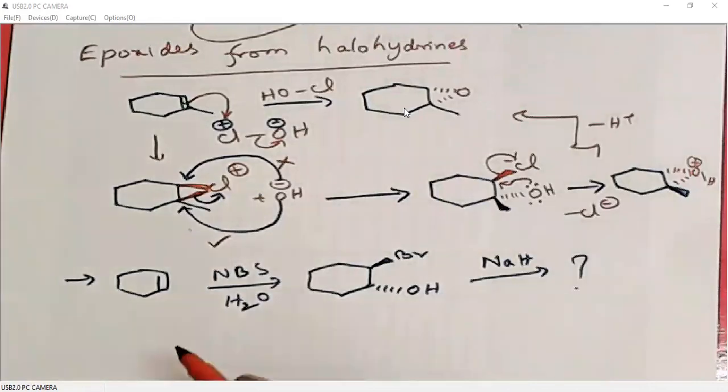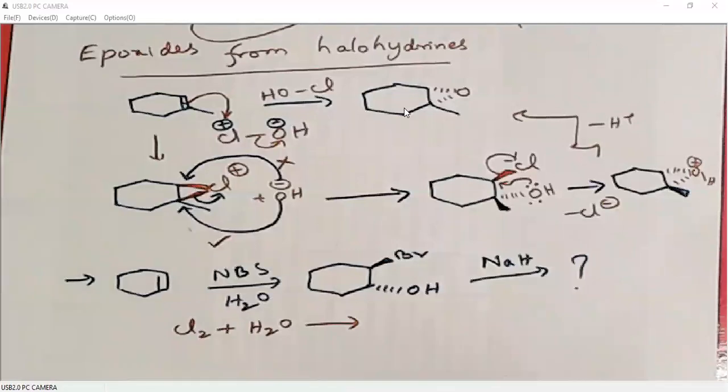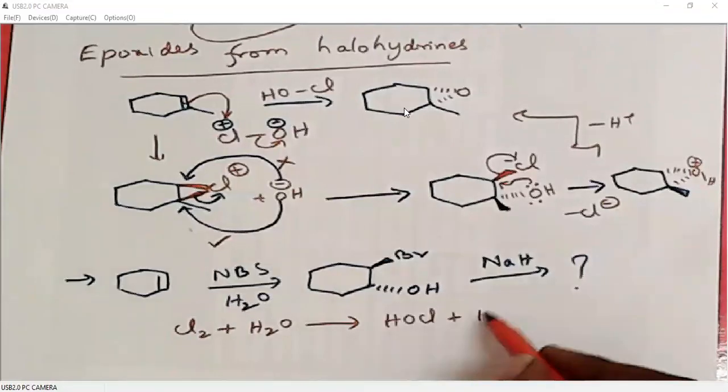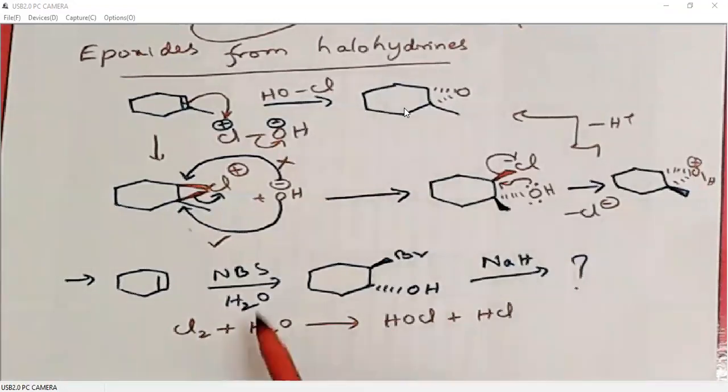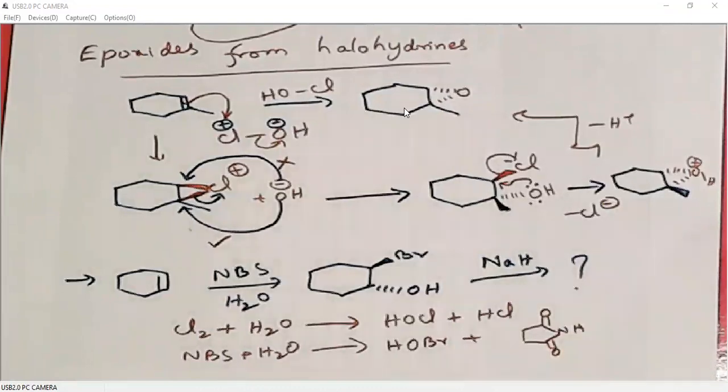We can use a variety of reagents, chlorine plus water. So chlorine gas plus water generates hypochlorous acid plus HCl. Or we can use NBS and water, so that generates hypobromous acid. We can also use sodium hypochlorite.